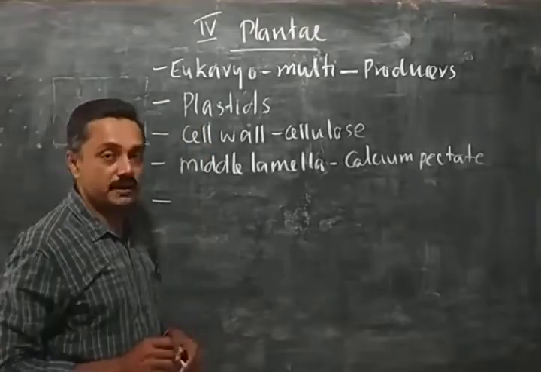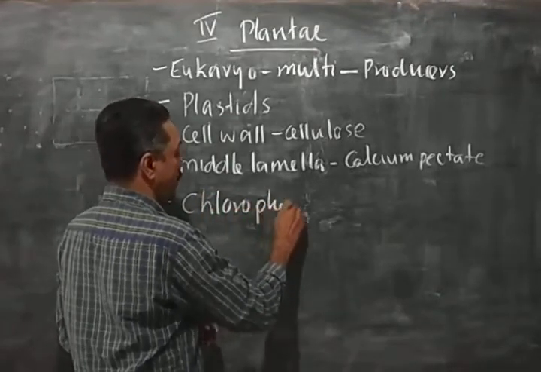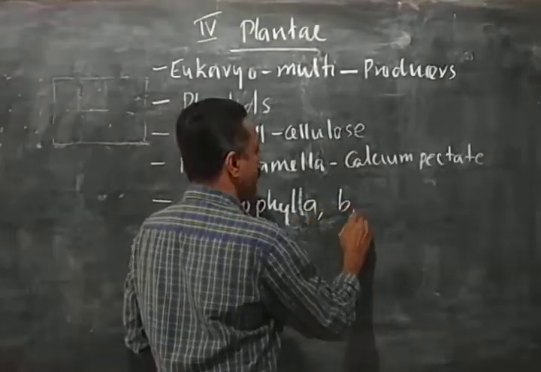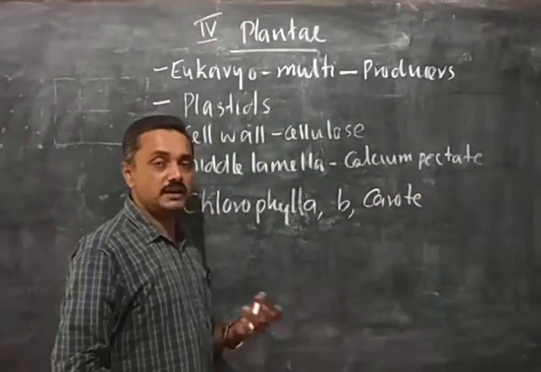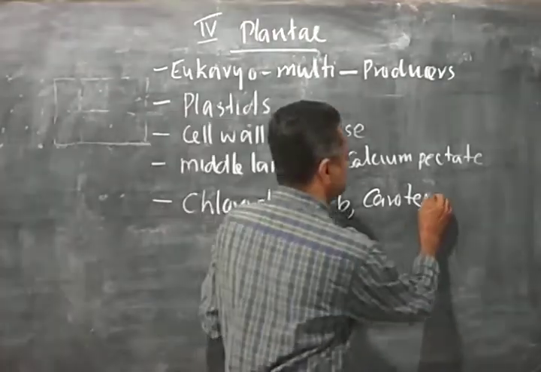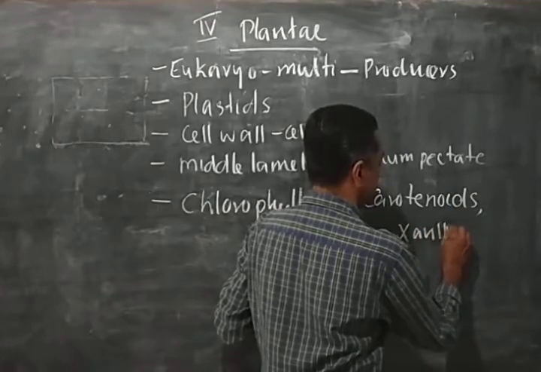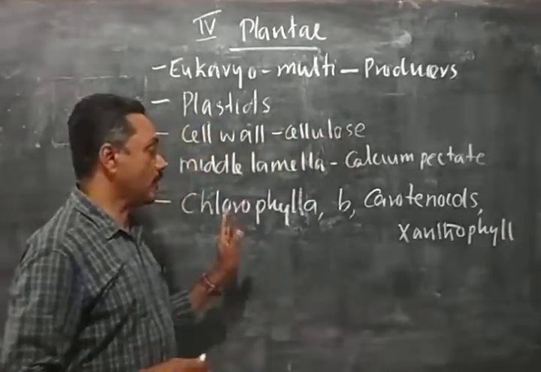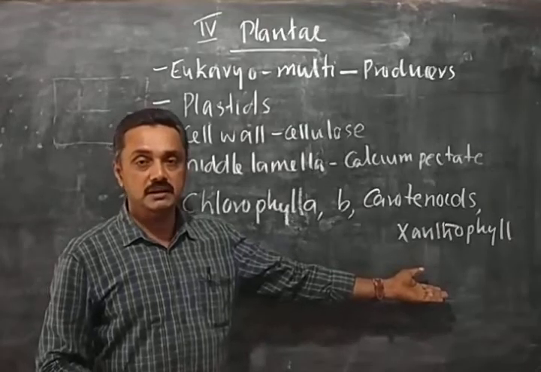Then pigments are present. The main pigment is chlorophyll, which you know is green in color. Chlorophyll A, chlorophyll B, different types of chlorophyll, we can study in the coming chapter, along with what types are present in plant cells and in other algae. The other pigments are carotenoids and xanthophyll. Chlorophyll A, chlorophyll B, carotenoid and xanthophyll are the main pigments present in the plant body.